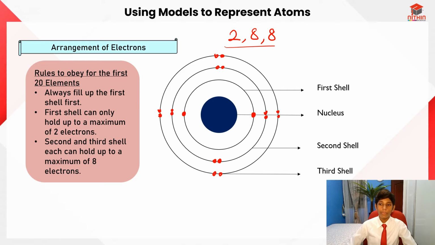Remember, the first shell always holds a maximum of 2 electrons. The second and third shells can hold up to a maximum of 8 electrons. It doesn't always have to be the case that the second and third shells hold 8 electrons. It's always dependent on the element you are drawing this for. I hope you understood that. Next.